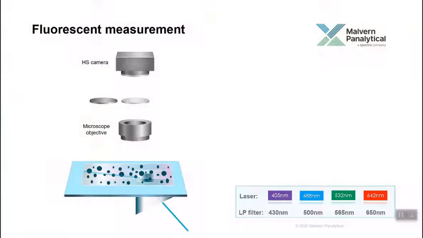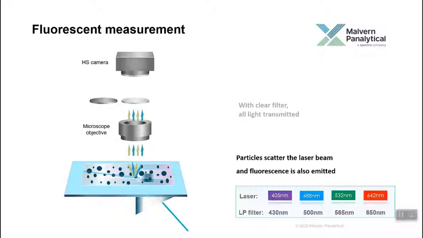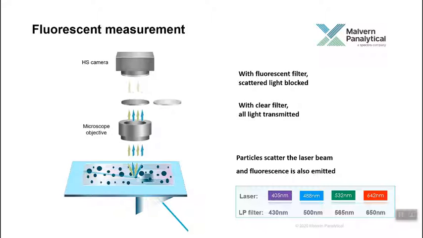We are going to discuss now how fluorescent samples are measured by NanoSight. Fluorescently labeled particles will scatter the laser light in a normal way, and in addition they will emit fluorescence. In the standard light scatter mode, both signals will be transmitted via clear filter. When the fluorescence filter is inserted, the light scatter gets blocked and only fluorescence signal gets emitted and registered by a high sensitivity camera.